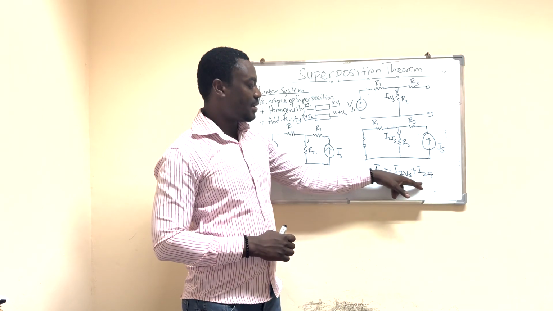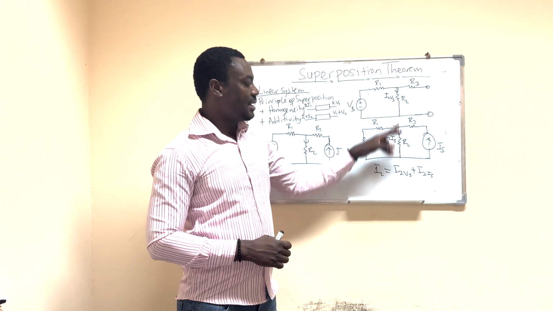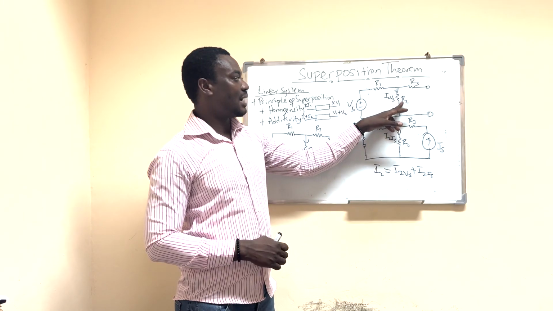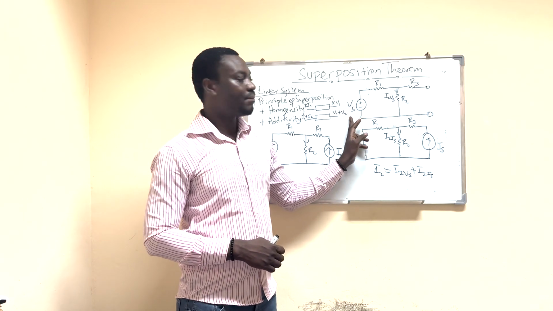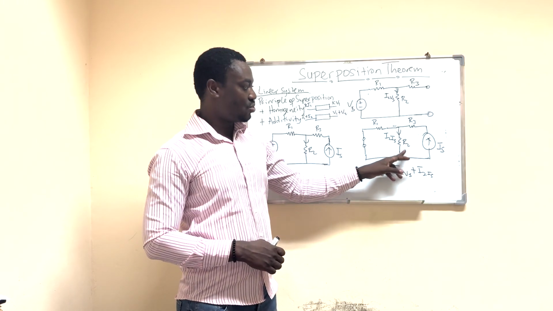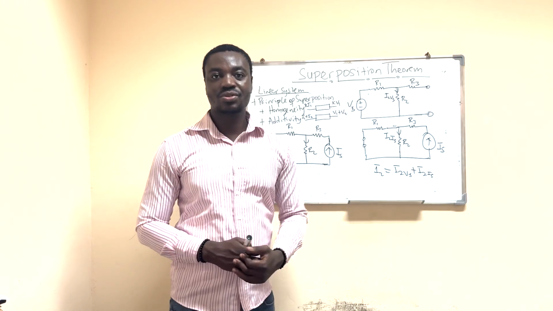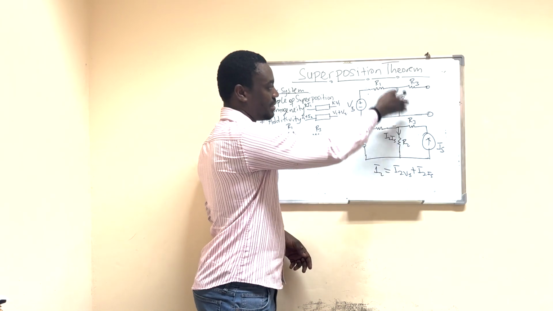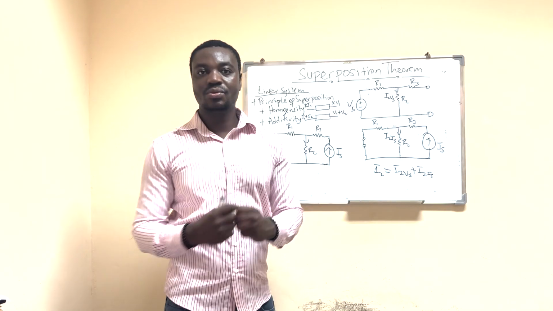After this, we perform the algebraic sum. And the algebraic sum here is just going to be the sum of the current passing through R2 due to the voltage source acting alone plus the current passing through R2 due to the current source acting alone. And here it is addition because the currents are all in the same direction. So just do addition.